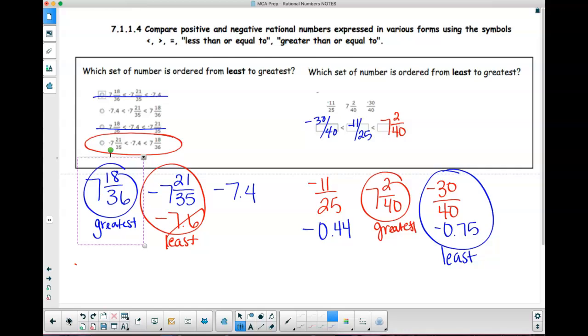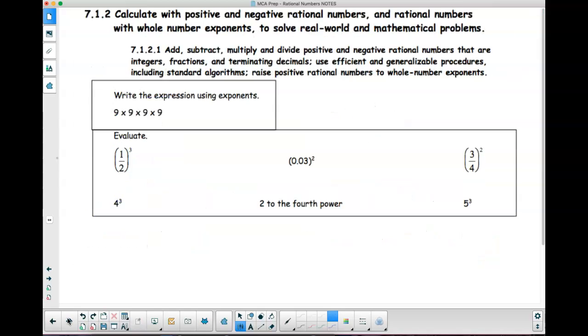Okay. Then a couple other things just to remember. Using positive and negative numbers with exponents. And hopefully we remember what an exponent is. So if I ask you to write this expression using exponents, I'm not asking you to evaluate it, I'm asking you to write it with an exponent, so it would be 9 to what power? Izzy? 4. 9 to the 4th power. Okay. If it says evaluate, then we want an answer.